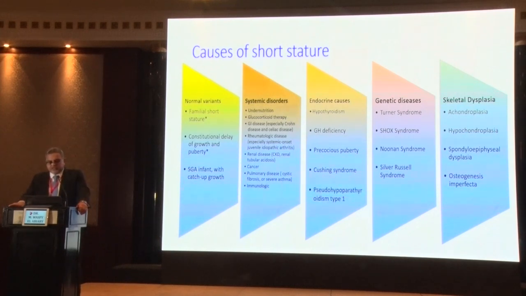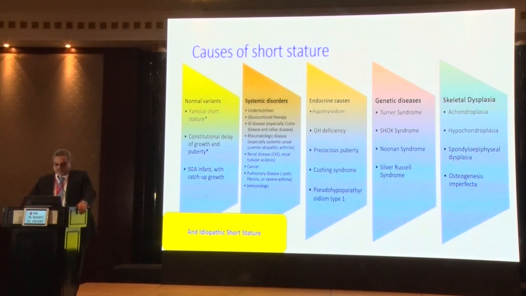The genetic diseases are the ones that we know about, like Down syndrome, Turner syndrome, Noonan syndrome, Shox syndrome, Silver-Russell syndrome, and many others. And of course, we have the disproportionate child, the skeletal dysplasias. The one I didn't mention that has to be added is what we call idiopathic short stature, which is not included in this classification, but we will talk about it.